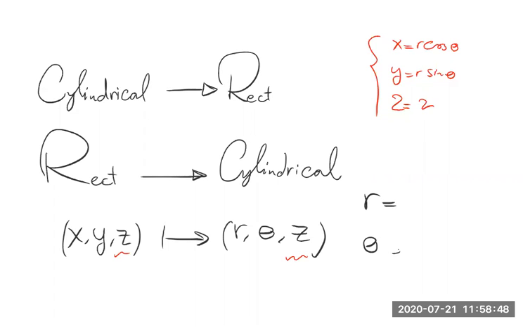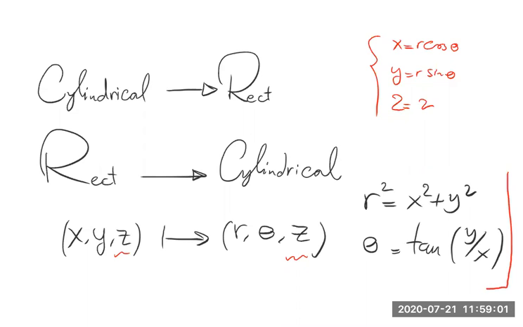But it's just like the previous case. Here, r squared would be x squared plus y squared, and theta would be the arc tangent of y over x. These are the equations we would use for the other direction.